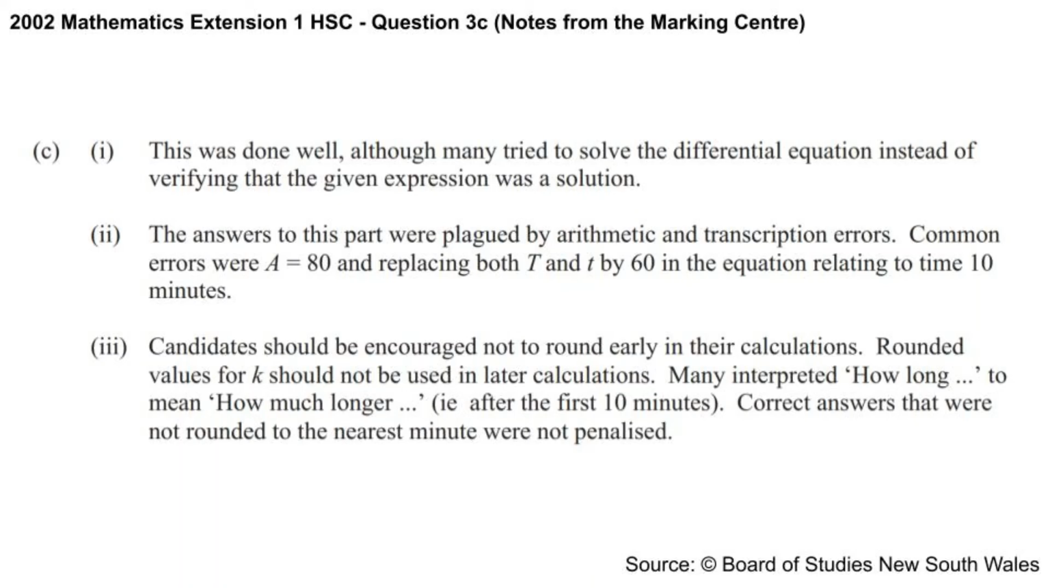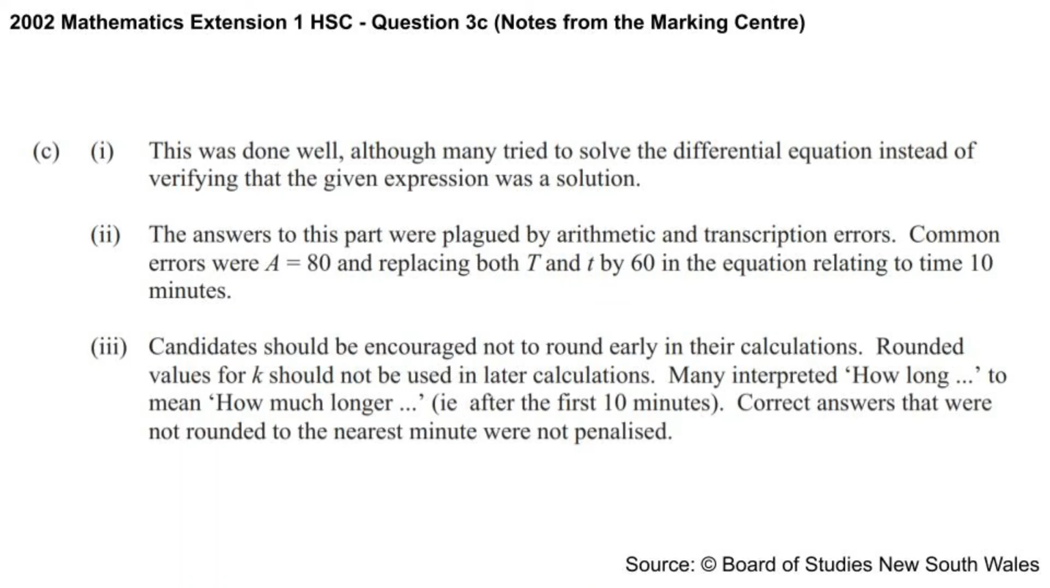So in the syllabus pre-2017, there was no solving of differential equations. All that was needed was to differentiate T = 22 + ae^(-kt) and show that it satisfies dT/dt = -k(T - 22). For part 2, the answers to this part were plagued by arithmetic and transcription errors, so take care when setting your working out. Common errors were a equals 80 and replacing both T and t by 60 in the equation relating to time 10 minutes.